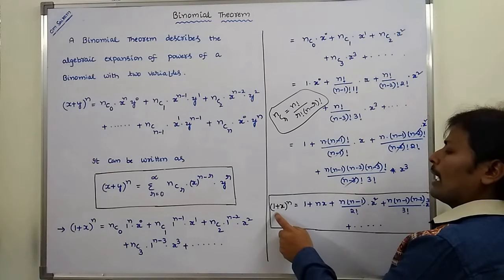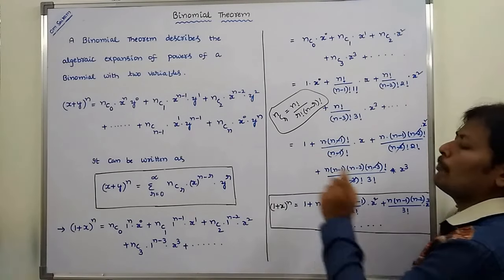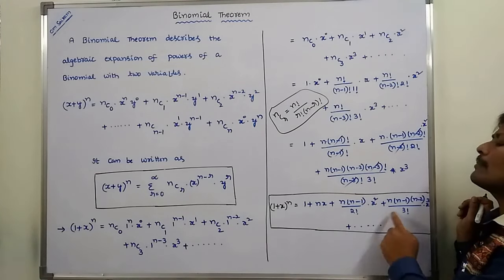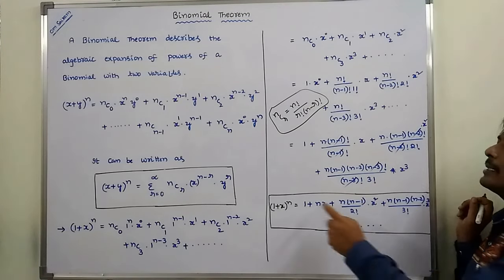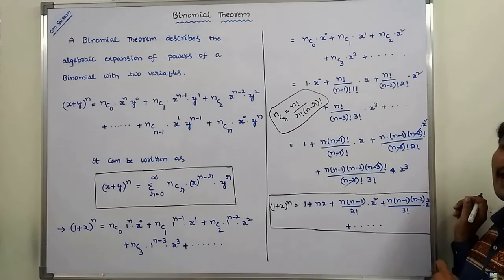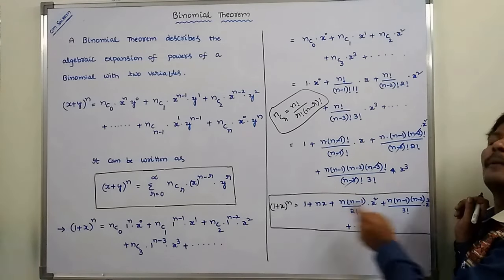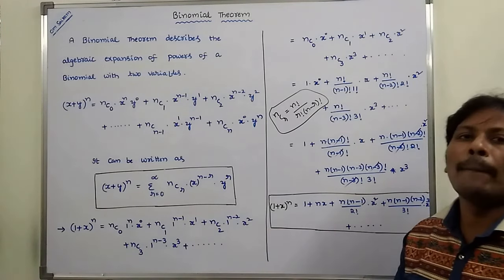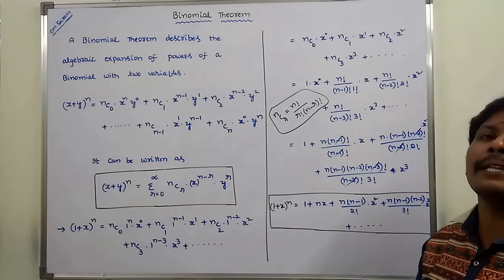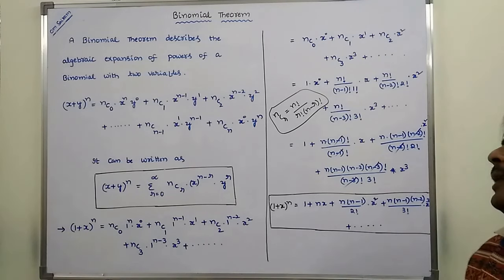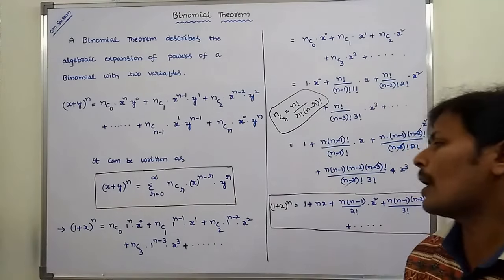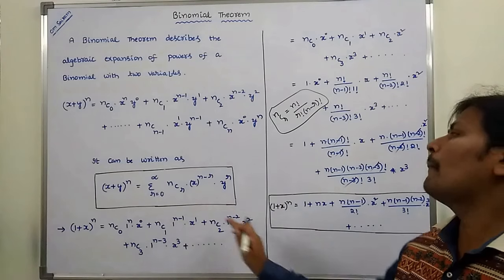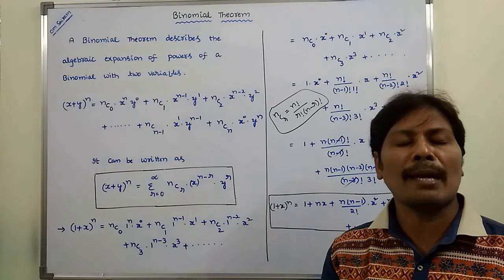Suppose (1 - x)^n, or let (1 + x)^(-n) is there. So alternate terms are negative, because the power contains a minus value. Okay. So this is the description of the binomial theorem. The binomial theorem contains two variables, so either (x + y)^n or (1 + x)^n. Okay. So on this binomial theorem, we have to solve some problems.